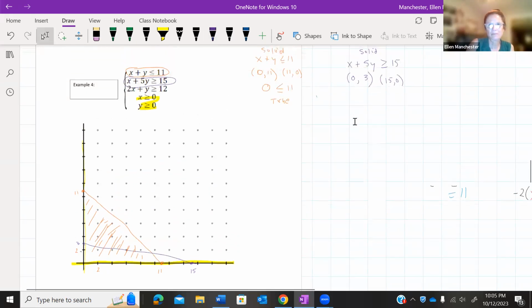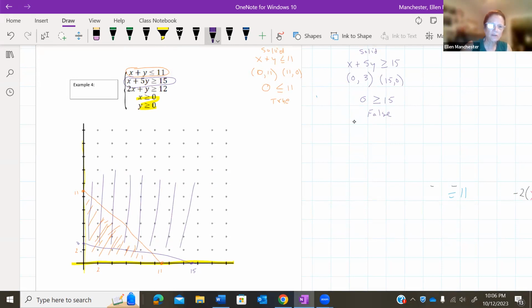Okay. And then we do our test point. 0 is greater than or equal to 15. This is a false statement. So when it's false and my 0, 0 is here, I don't want to shade there. I want to shade on the other side. So I'm going to shade up.